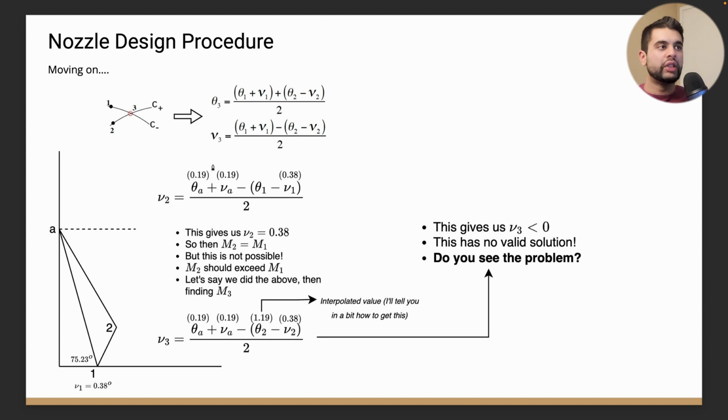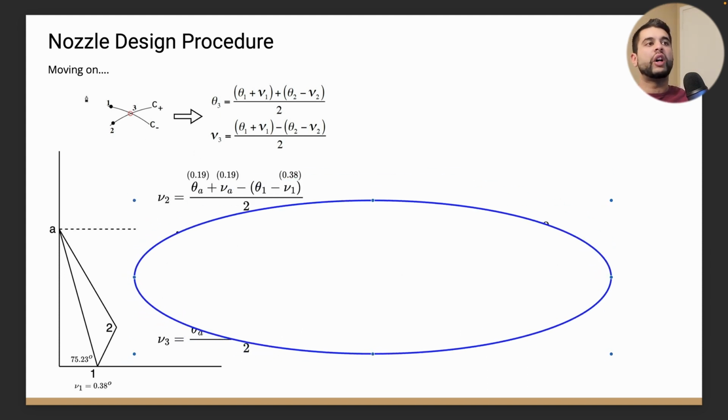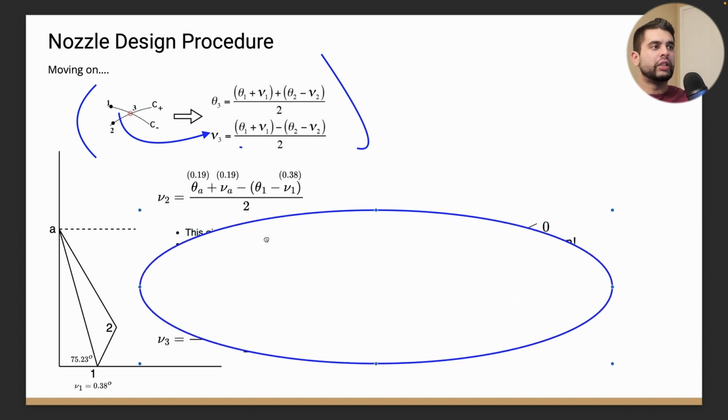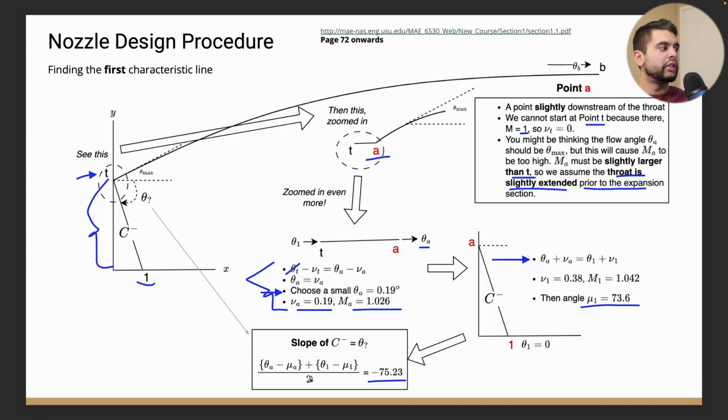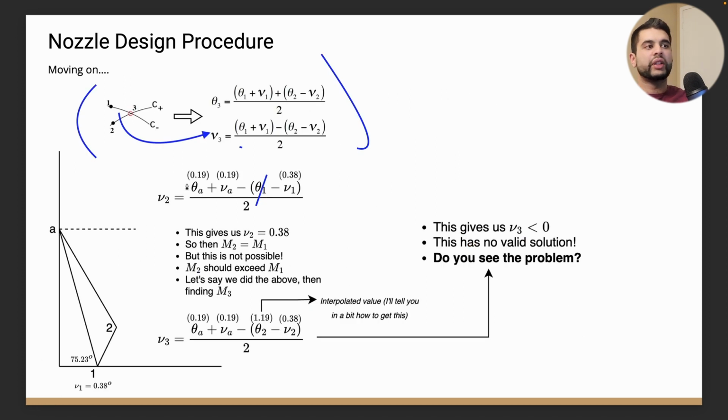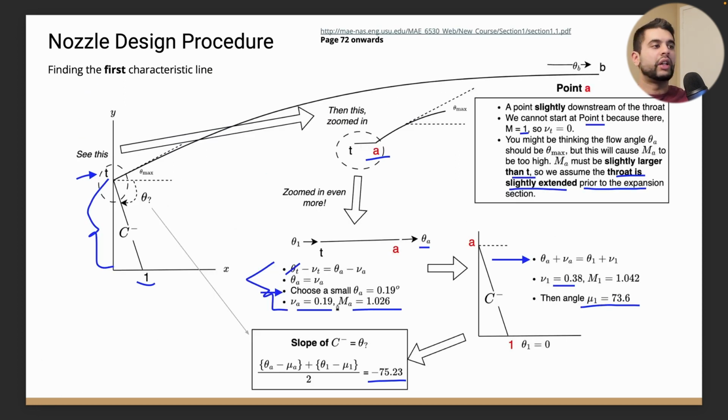And let's move on to point 2. I just want you to look at this one here. If we add two lines, one going down and one going up, you can get this angle and the Prandtl-Meyer angle. So for point 2, we have theta A plus nu A minus theta 1 minus nu 1, which is from this, because we have one downward sloping here. You get nu 2. It gives us nu 2 is equal to 0.38, because nu 1 we just got before here. These two are known. We pick it ourselves, 0.19.